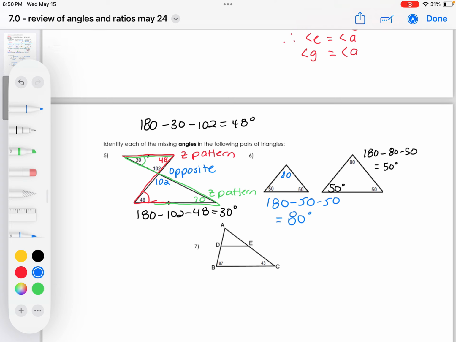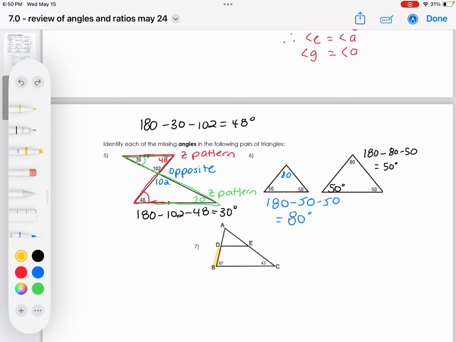When you look at number 7, this is tricky because there's actually 2 triangles happening here. And there's a trapezoid sort of shape as well, which can be kind of confusing. We are going to focus on, for Unit 7 and Unit 8, the triangle shape. Okay, so I'm going to highlight.